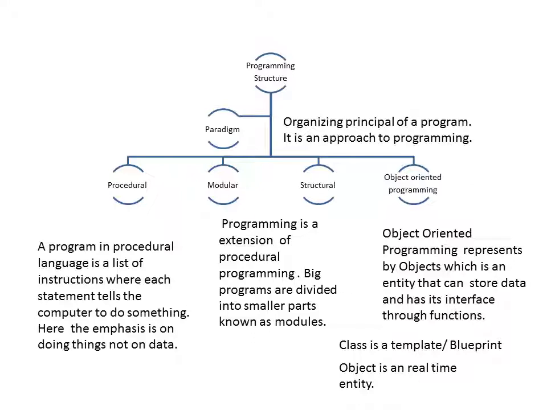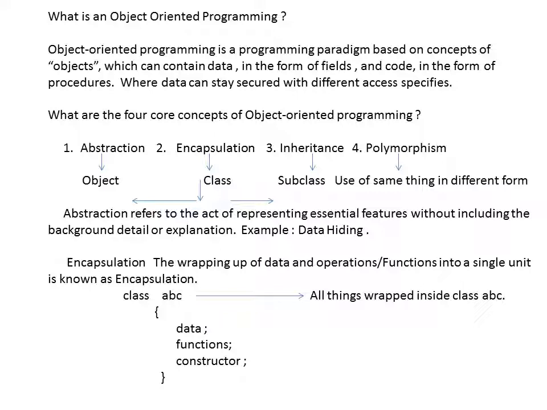Let's look into the things again. What is object-oriented programming? Object-oriented programming is a programming paradigm based on the concept of objects, which can contain data in the form of fields and code in the form of procedures, where data can stay secured with different access specifiers. Now, if you look at it, object-oriented programming very much depends on data, fields, and then on code or procedures.